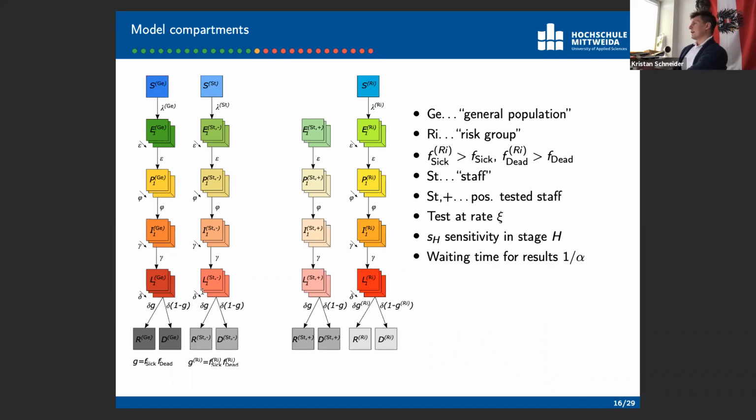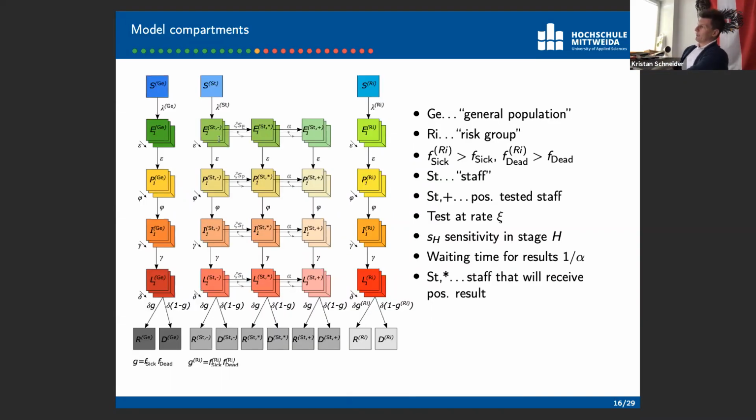And what is important is tests are not issued on the spot. It takes time to process tests in the lab. So we will have a waiting time, let's say 1 by alpha, for the test results. So we need to model this time delay properly. And we do that with a modeling trick.